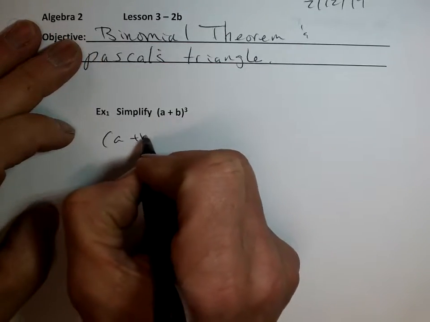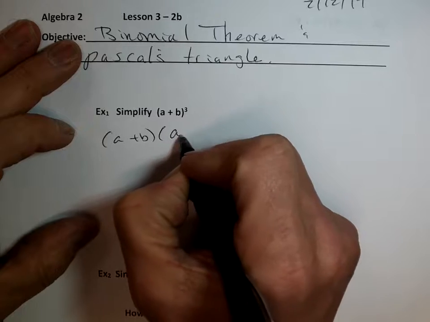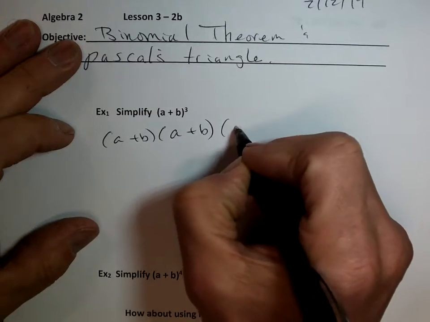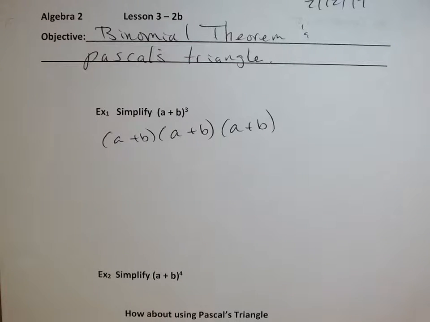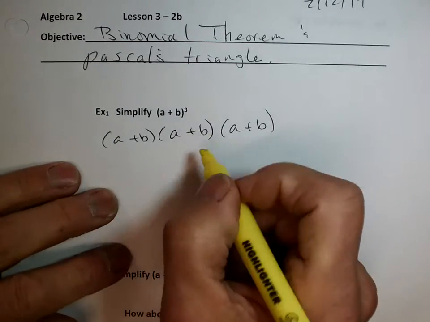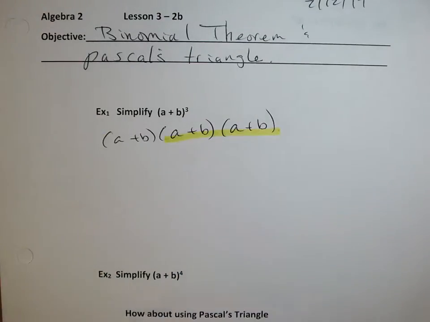So right off the bat, if I had to do A plus B, A plus B, A plus B, possibly on this one, because it's only at the cube, I might not need Pascal's triangle. Maybe not. So what I would do first is do these two first, and I'd multiply it out.